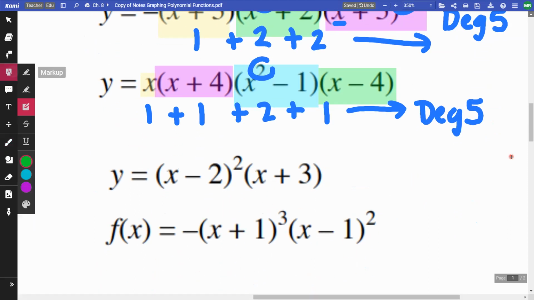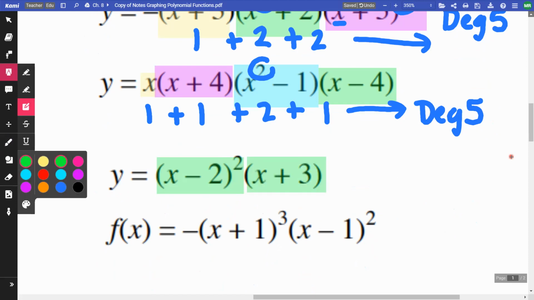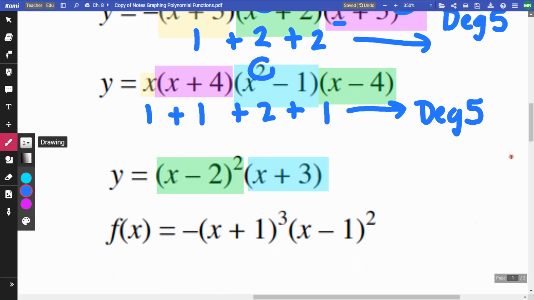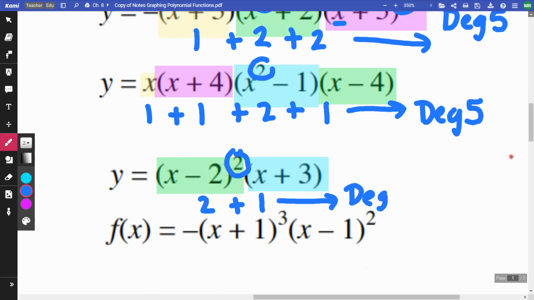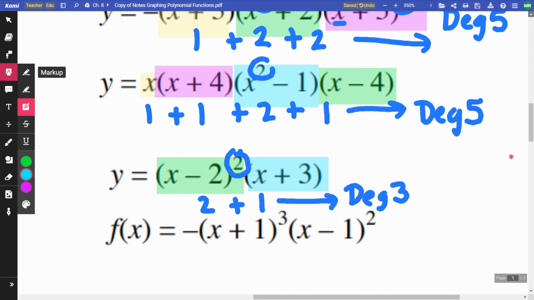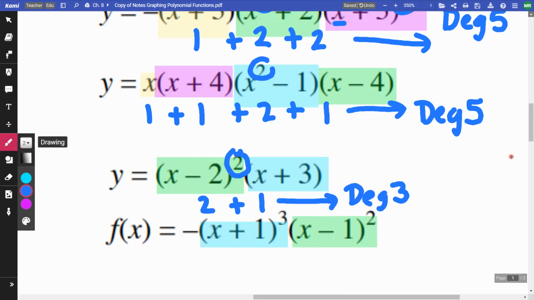Okay, these last ones. Okay, this one we have these 2. So because of the square here, this is going to be degree 2. The next one's going to be degree 1. So this is going to be degree 3. And the next one, we have this x plus 3 squared. And we have this x minus 1 squared. So this one's a degree 3. This one's a degree 2. So this whole entire polynomial is degree 5.